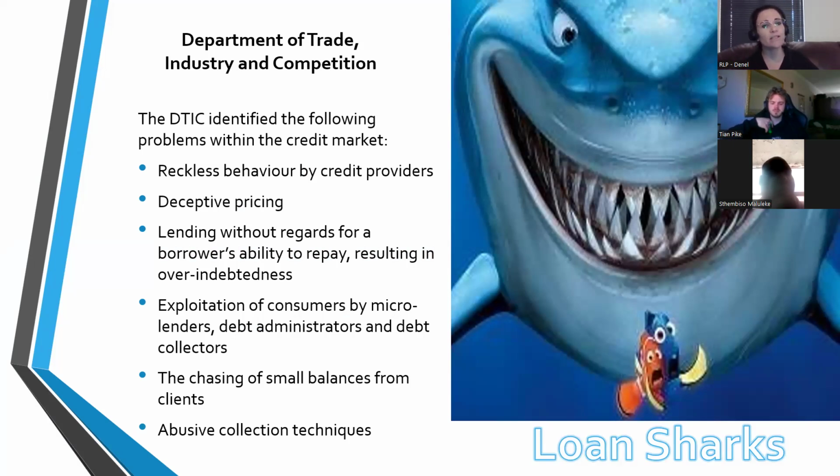So now the DTIC identified a few problems in our credit industry. Firstly, they saw reckless behavior by credit providers. So basically credit providers granting credit to anyone who applied, or credit providers charging unreasonably high interest rates, but also deceptive pricing. Can you guys think of an example of deceptive pricing when it comes to credit?